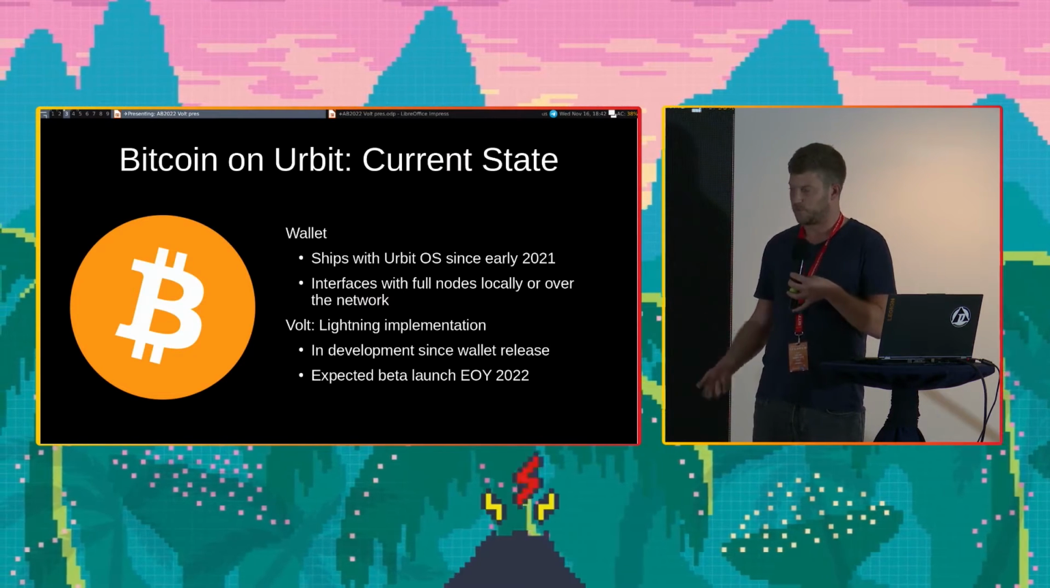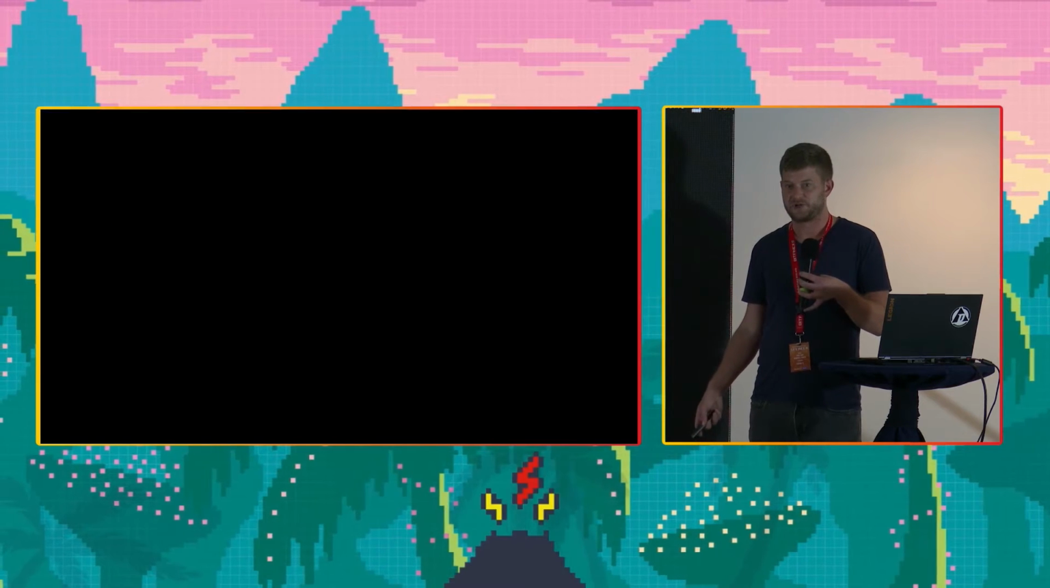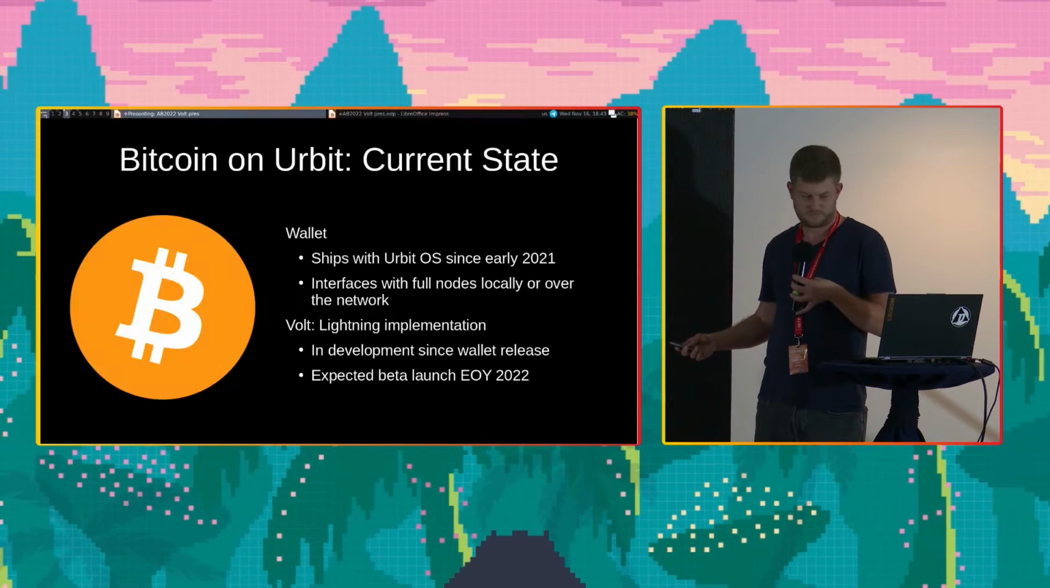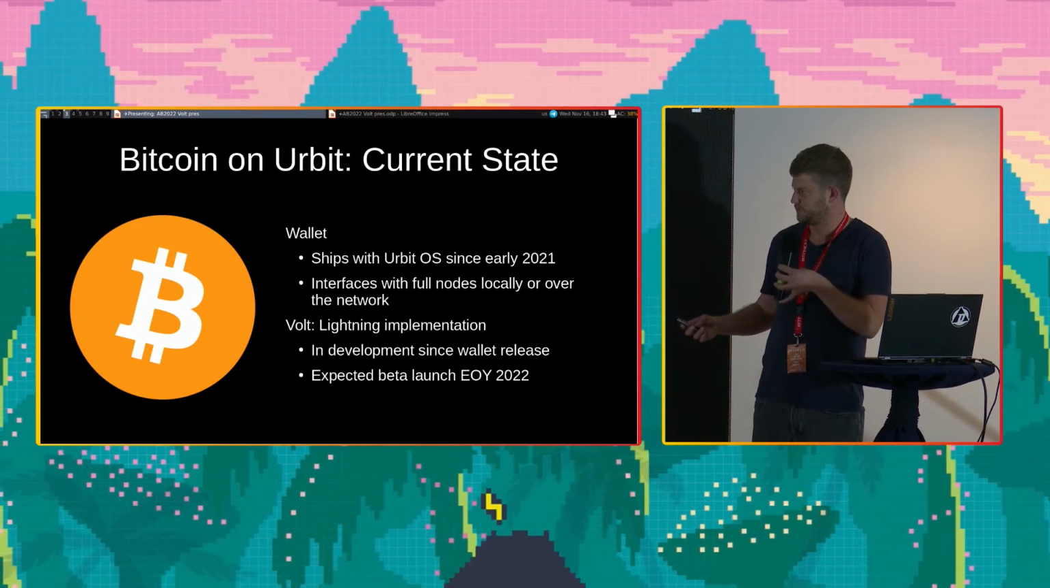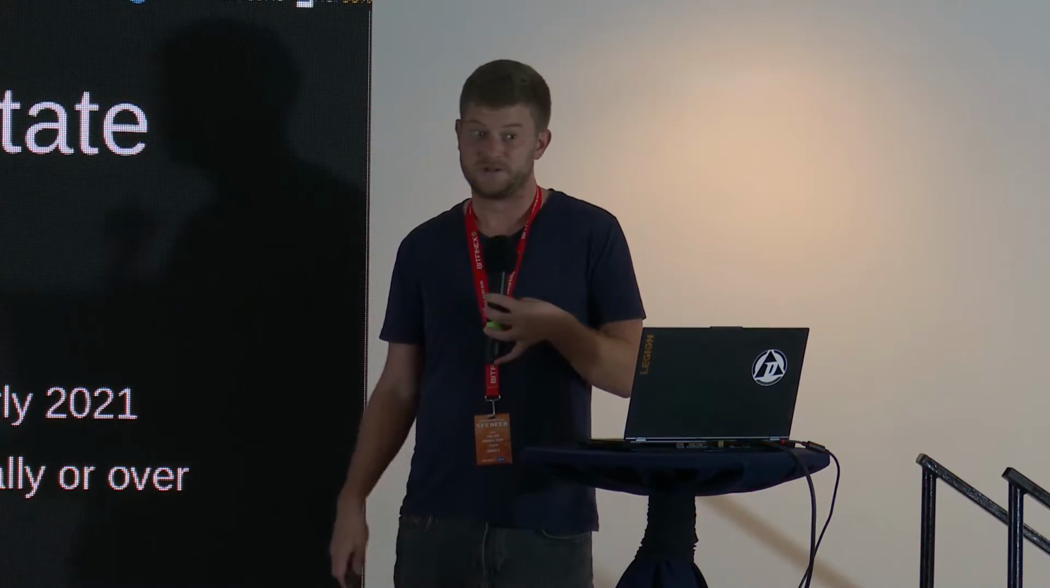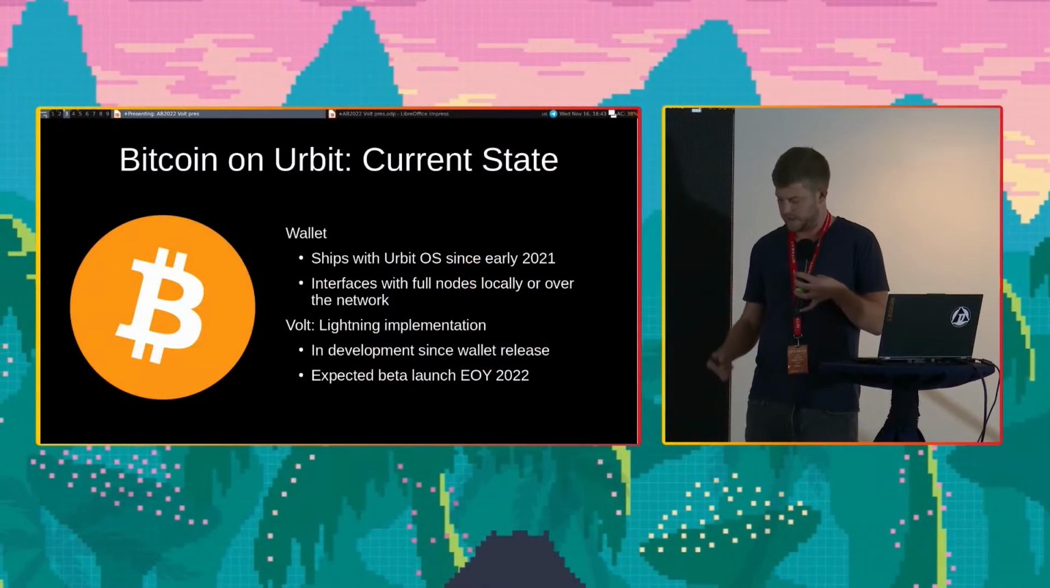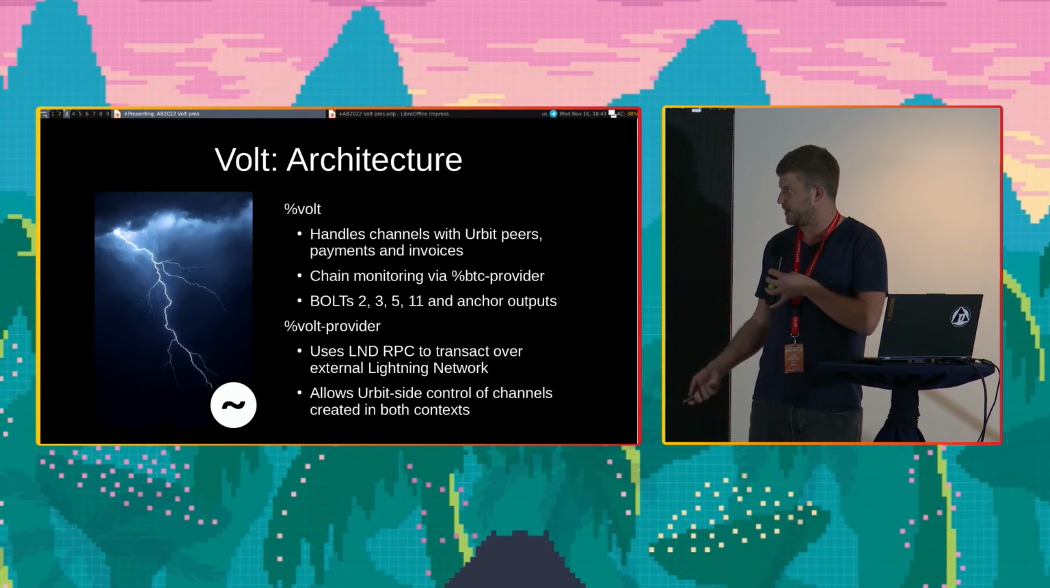And as soon as that wallet was released, we started on a Lightning implementation. It's about 18 months ago. And it is about 90% done. I expect to beta release it by the end of this year, December, January. So let's talk a little bit about that implementation.